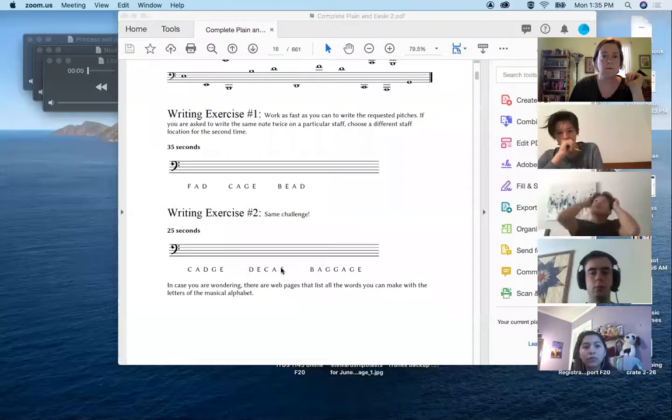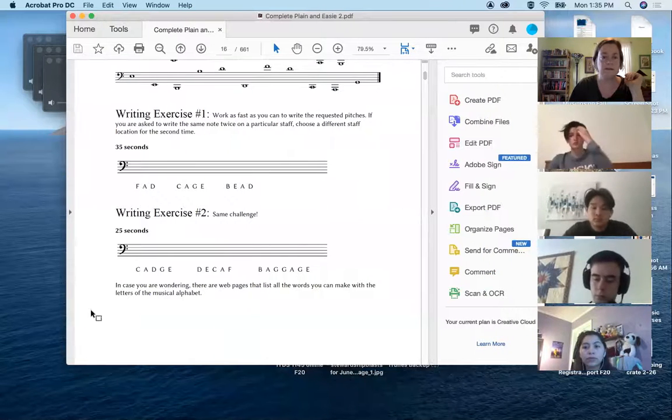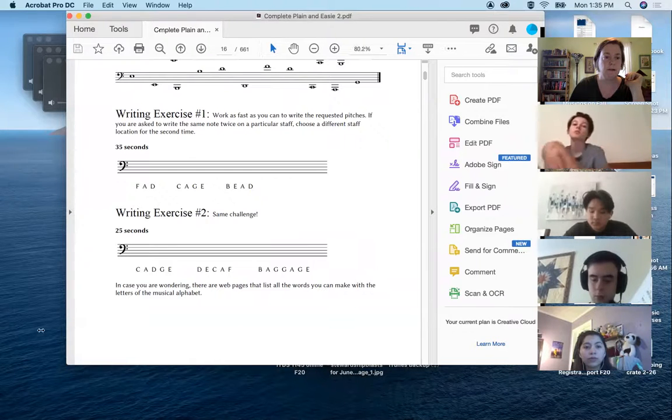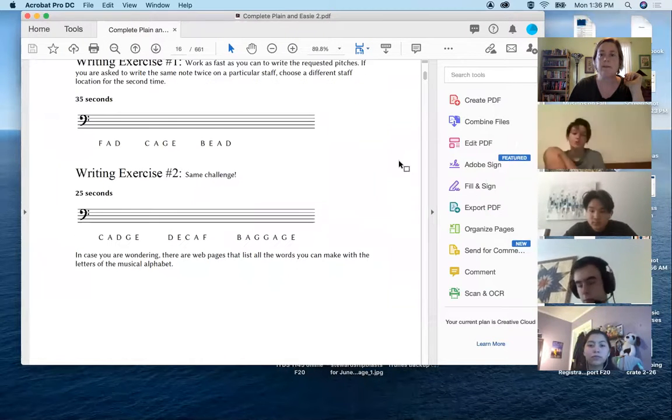Okay, so I'm going to go ahead and share my screen. And there we go. Okay. And here is, let's see if I can make this bigger. Let's do a little writing exercise. I think we're going to jump right into bass clef, okay?